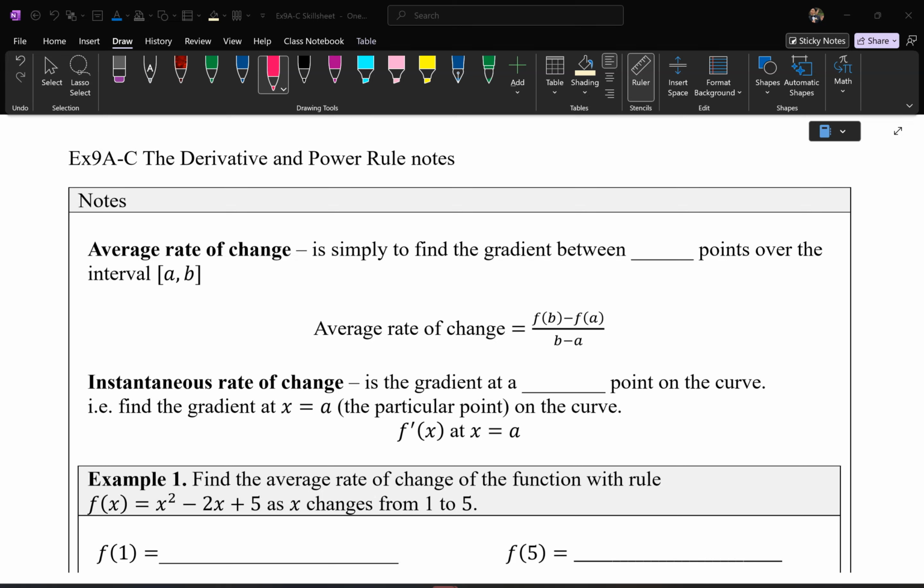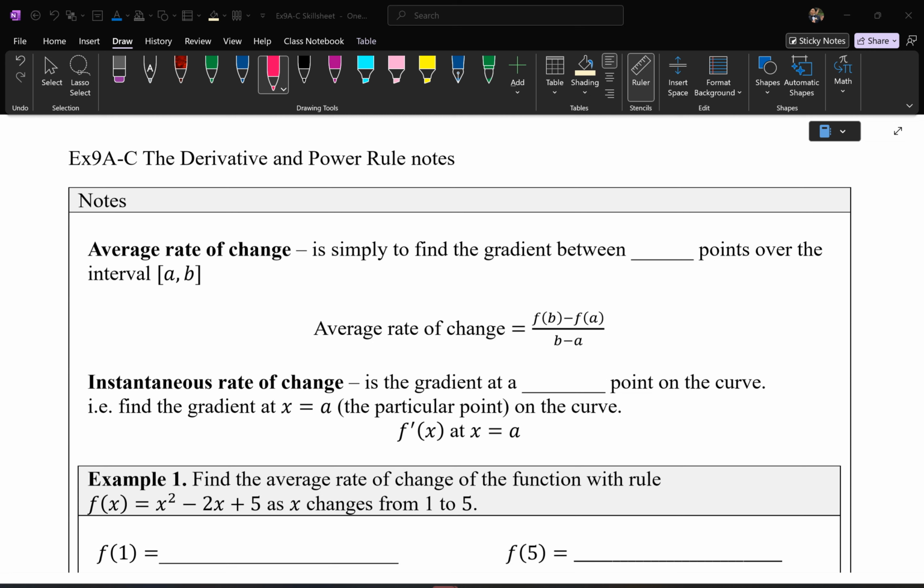9A to C is just getting you to revise a couple of things. What is a derivative? How do you do the derivative of a power rule? That's using power rules. Okay, so here we go. Couple of terms. Average rate of change.